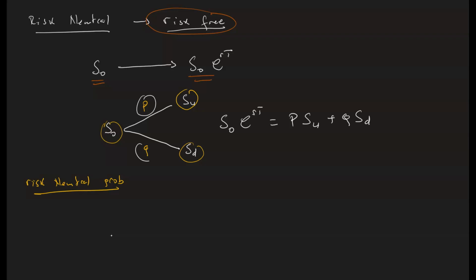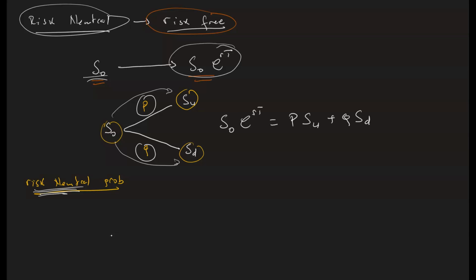So P and Q are just probabilities, risk neutral probabilities, because we live in a risk neutral world. P is the probability that the stock price is going to increase from S0 to S up, and Q is the risk neutral probability that the stock price is going to decrease from S0 to S down. If we are risk neutral, this is what we should have in the future.